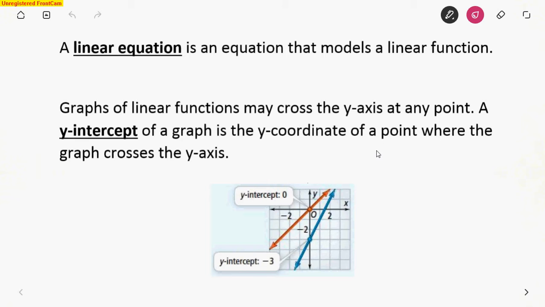Graphs of linear functions always have to cross the y-axis at some point. That point where they cross it is called your y-intercept. Remember, our y-axis is our vertical axis going up and down. So for our red line right here, our y-intercept is 0 because that's the y value where it crosses. If we look at our blue line though, our y-intercept is -3 because the blue line crosses the y-axis at a y value of -3.